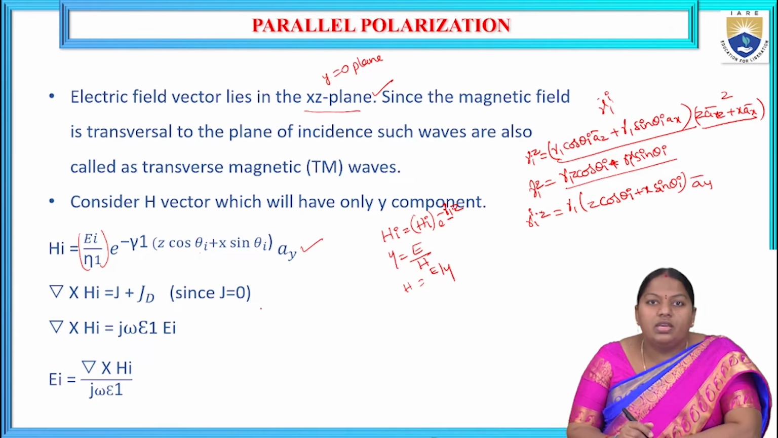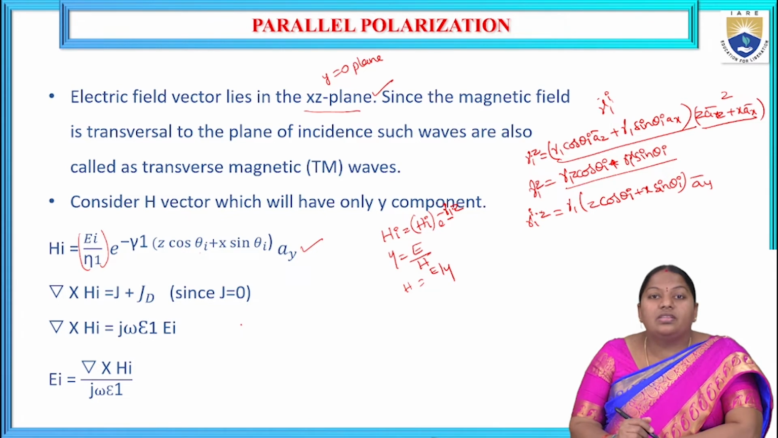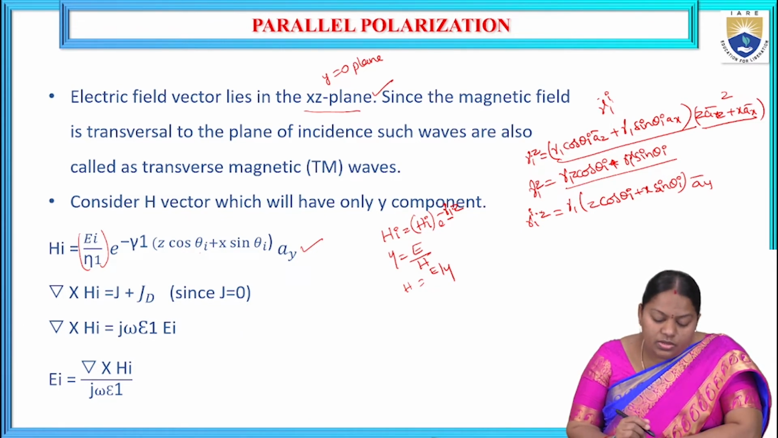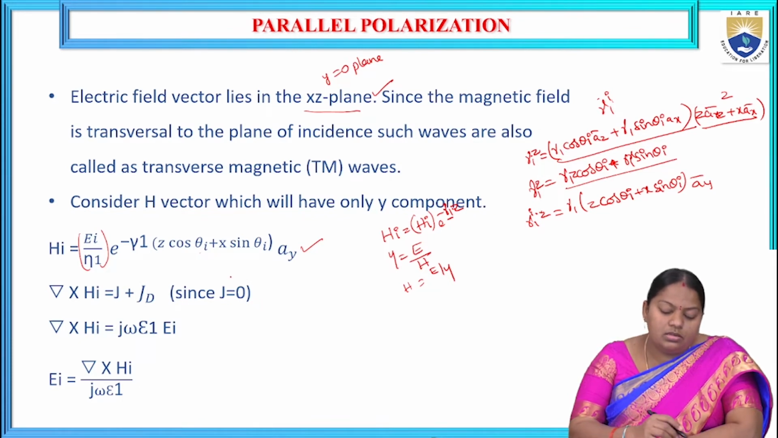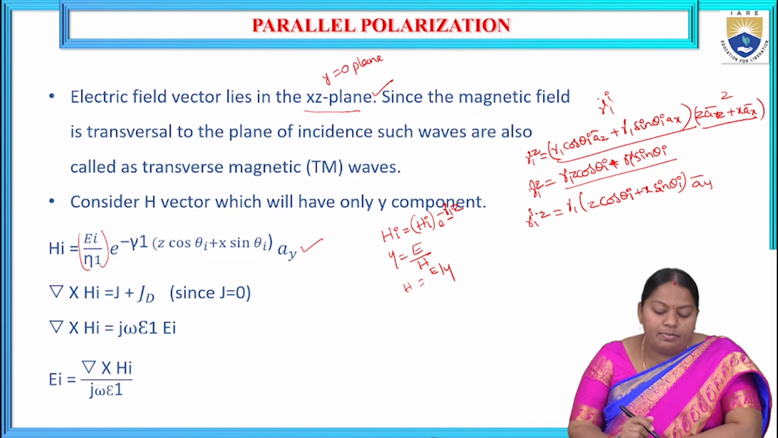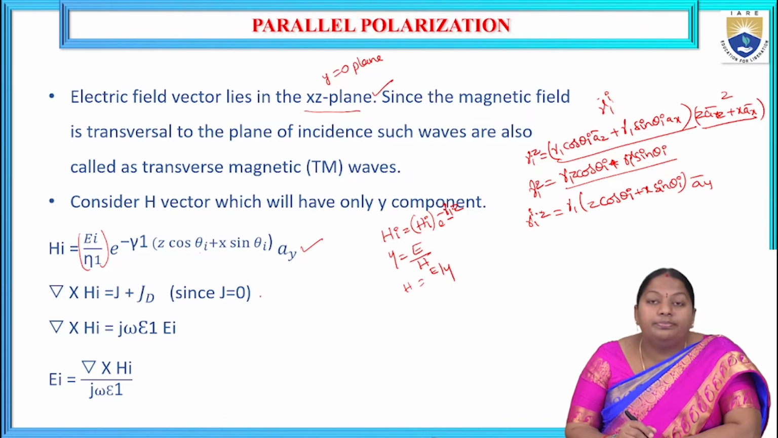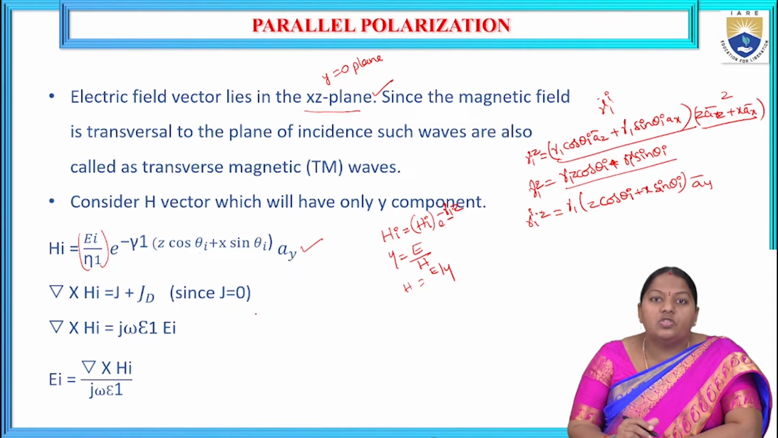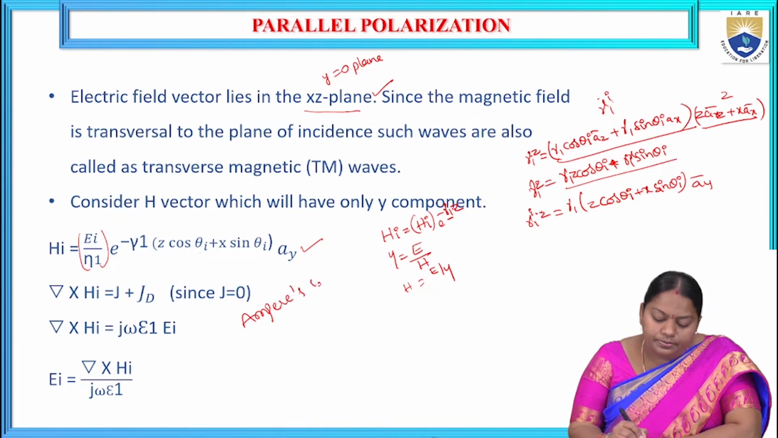To derive Ei, the electric field intensity vector for the incident wave, from Hi, it should be obtained from one of Maxwell's equations for time varying fields. As we know, for time varying fields, to write the equation for Ei, we use del cross Hi is equal to J plus JD. This is the modified form of Ampere's circuit law in the presence of displacement current density, which is to be obtained from Ampere's law.